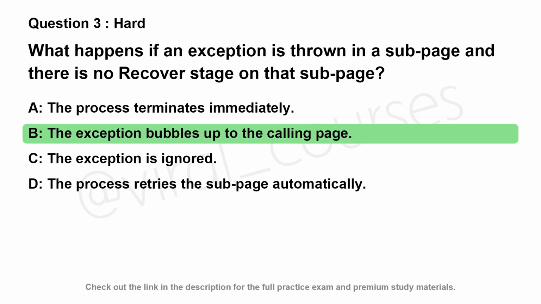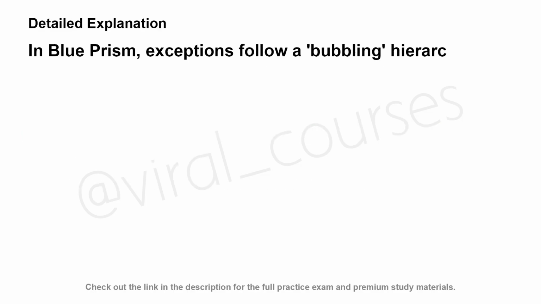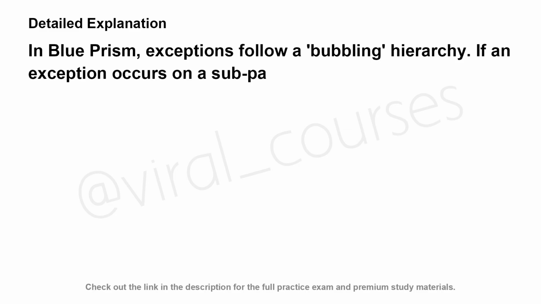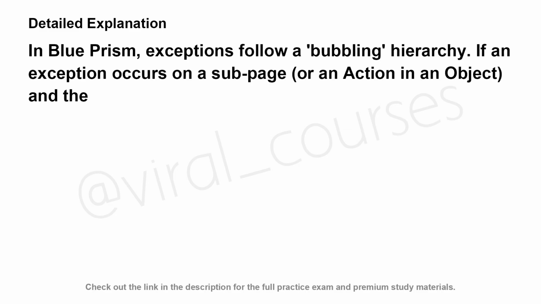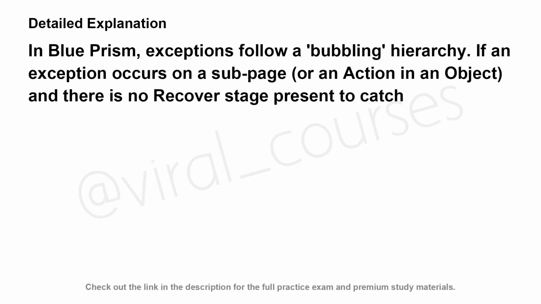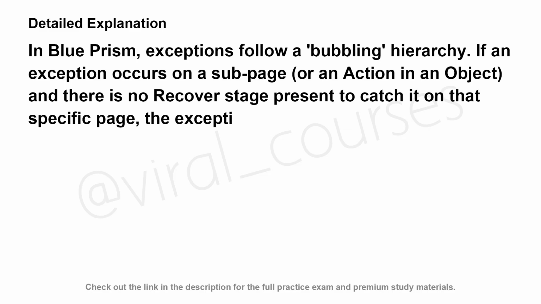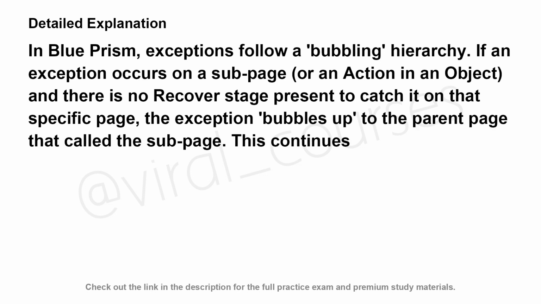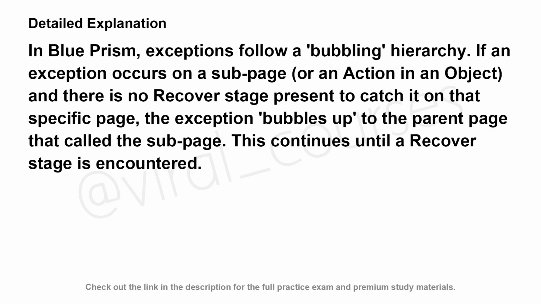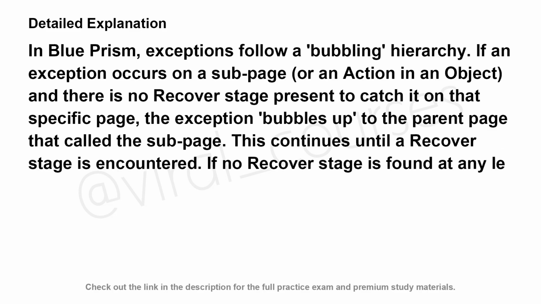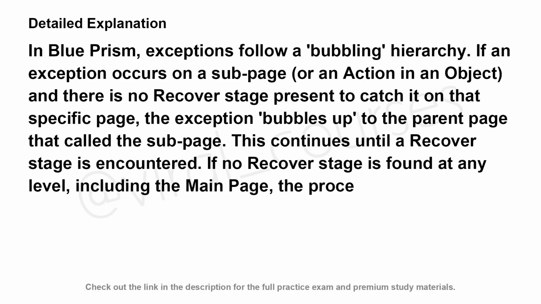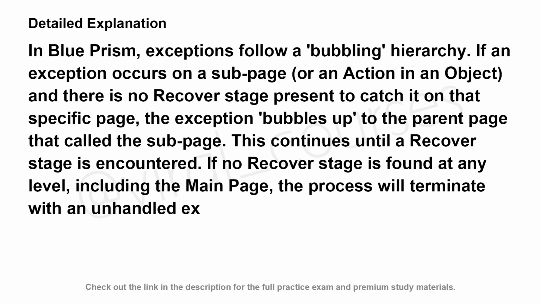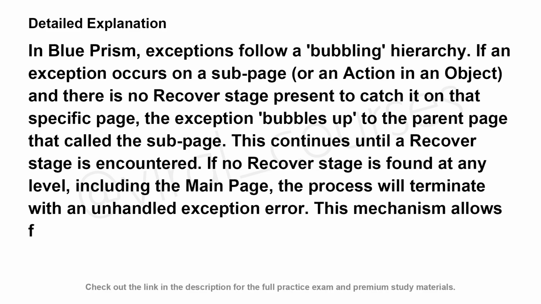The correct answer is B. In Blue Prism, exceptions follow a bubbling hierarchy. If an exception occurs on a subpage, or an action in an object, and there is no recover stage present to catch it on that specific page, the exception bubbles up to the parent page that called the subpage. This continues until a recover stage is encountered. If no recover stage is found at any level, including the main page, the process will terminate with an unhandled exception error. This mechanism allows for centralized error handling.